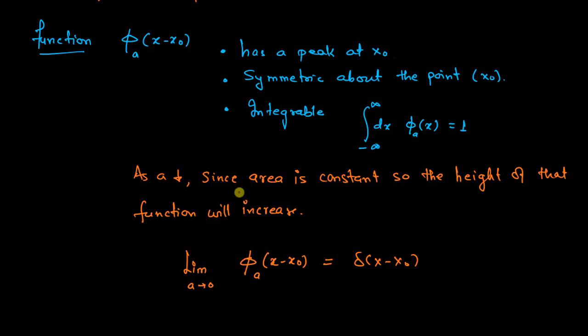Now let me show you some examples of this function phi a, which has these kinds of properties, and which really goes to a delta function in those particular limits. And here I will give you some homework also, do that homework. So the first and very common function is a Gaussian function. How is the Gaussian function defined?